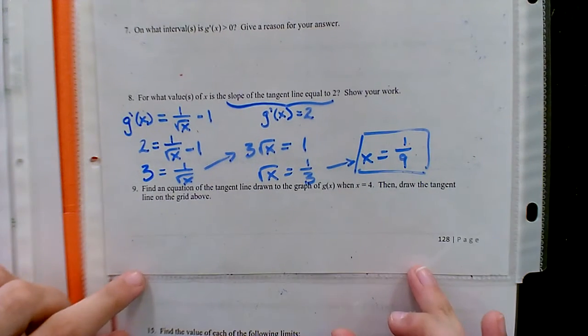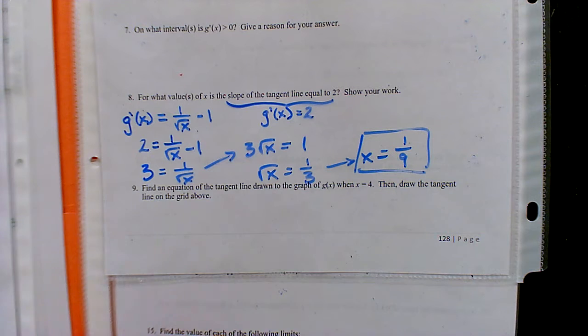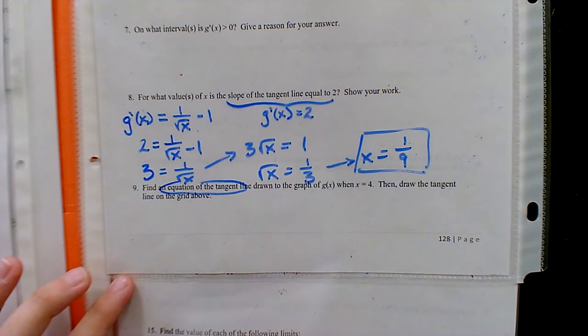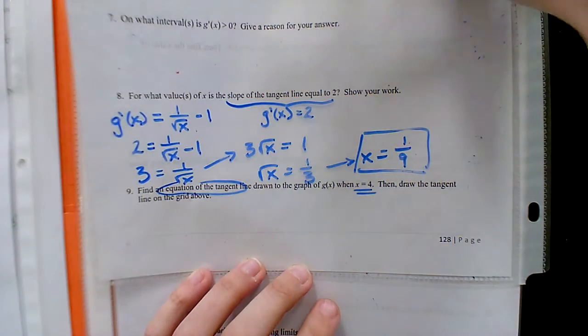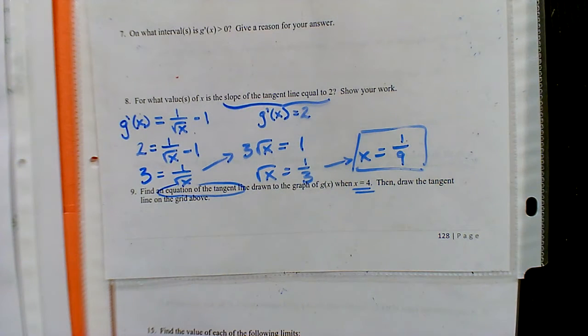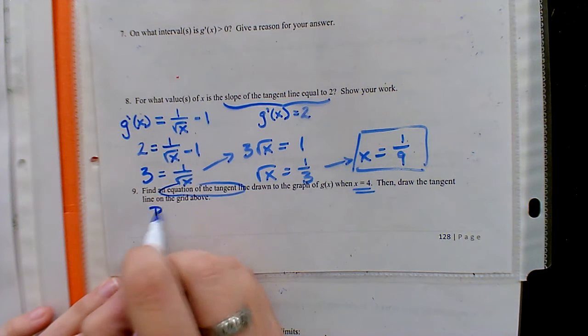All right, let's check out 9. Find an equation of a tangent line, specifically at the x location of 4. And when we're done with that, we're going to draw it on the graph at the top. All right, how do you guys want to tackle that one? Equation of tangent line. What do we need to identify? Point and slope.